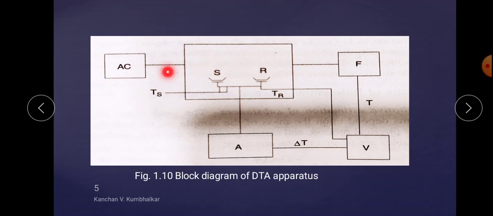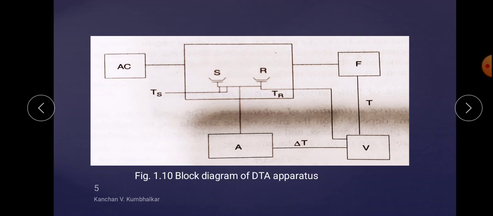Ts is nothing but the thermocouple for the sample, and Tr is the thermocouple for the reference compound. For the furnace, a separate thermocouple has been implanted. So there are three thermocouples to measure the temperature. First one is Ts for the sample, Tr for the reference compound, and T for the furnace.